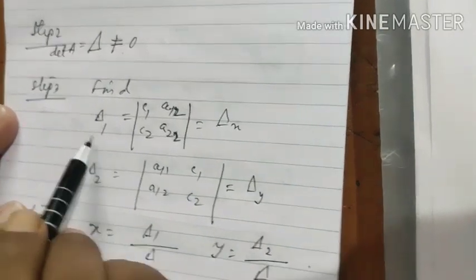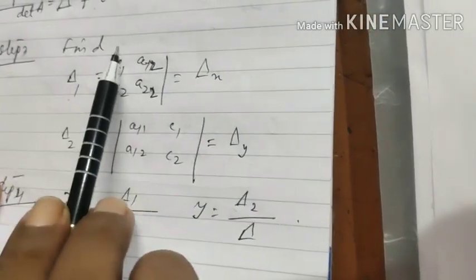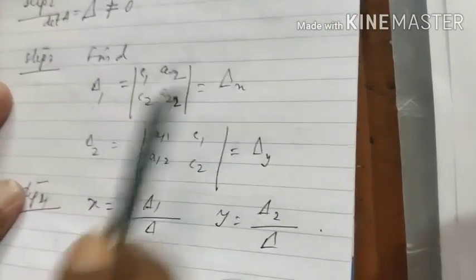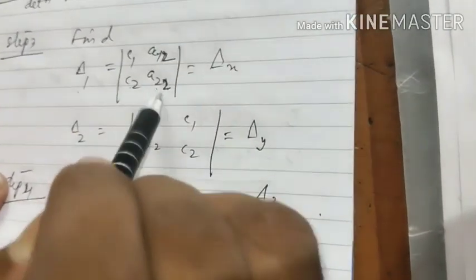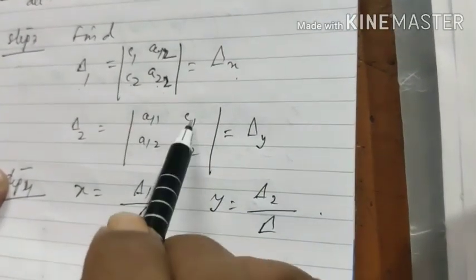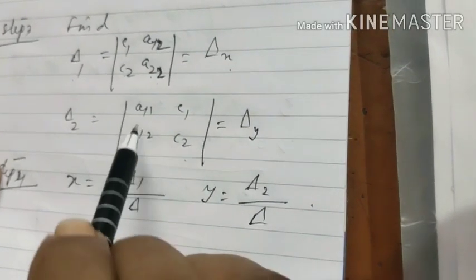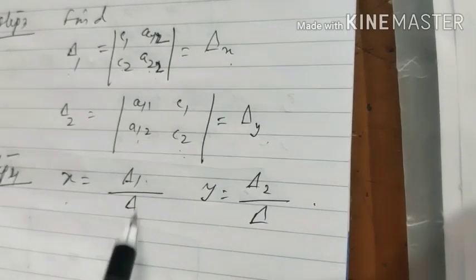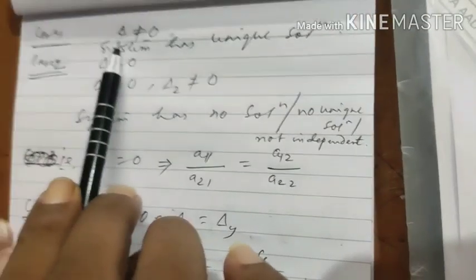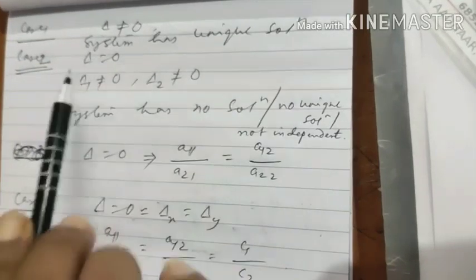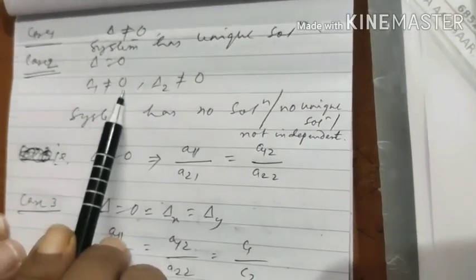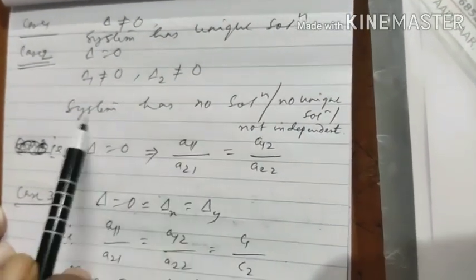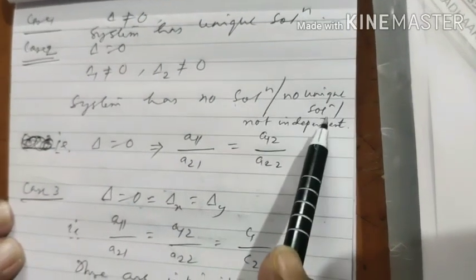So del 1, what is that? Omit the first column and take C1, C2, and A12, A22; that is del 1. In a similar way, omit the second column: A11, A21, C1, C2. Step 4: x is equal to del 1 by del and y is equal to del 2 by del. If del is not equal to 0, the system has a unique solution. If del is equal to 0 and del 1 is not equal to 0, or del 2 is not equal to 0, the system has no solution, no unique solution, not independent.